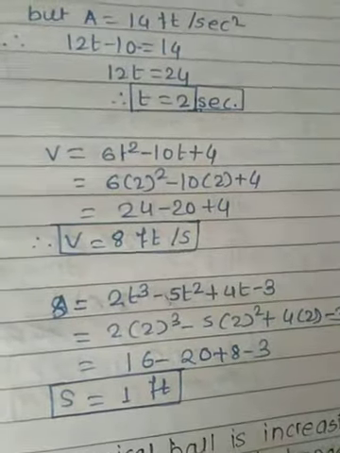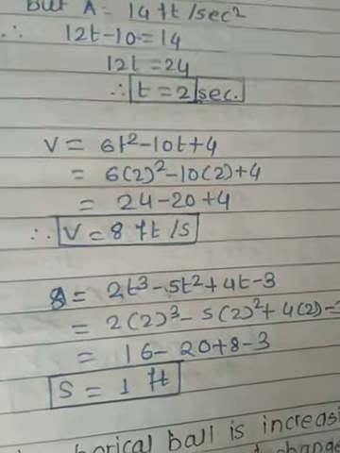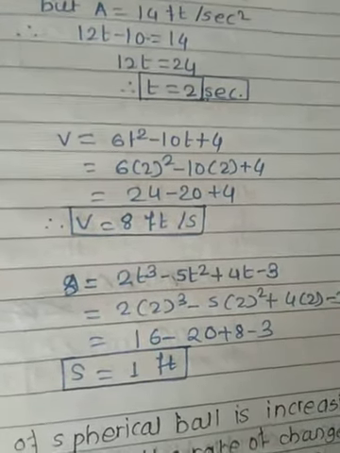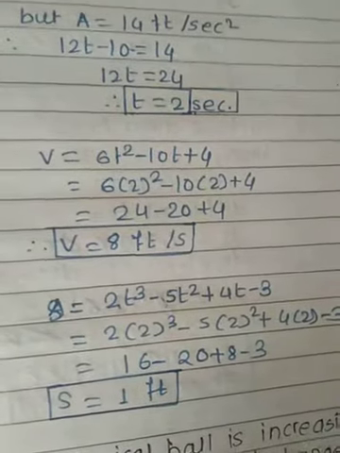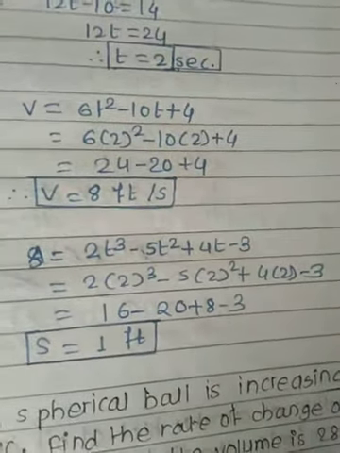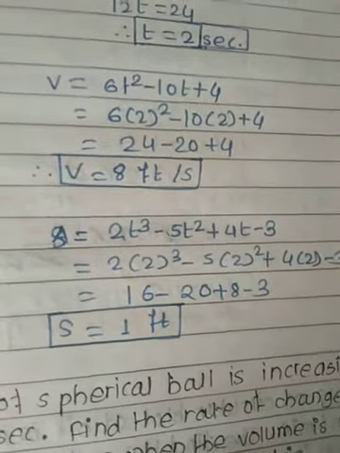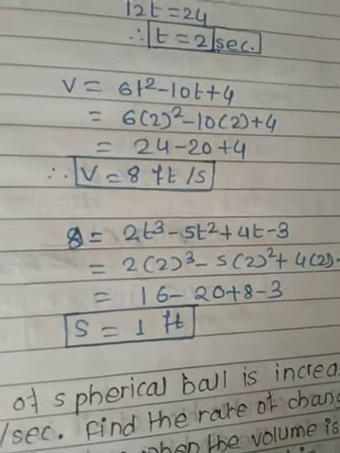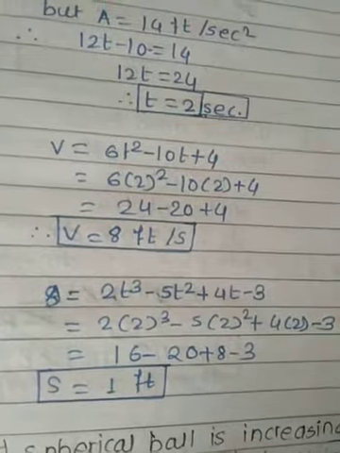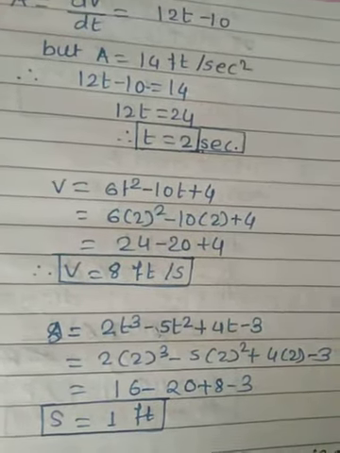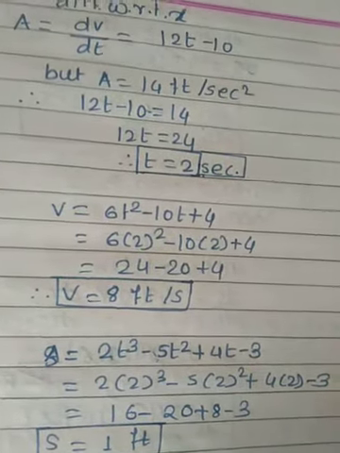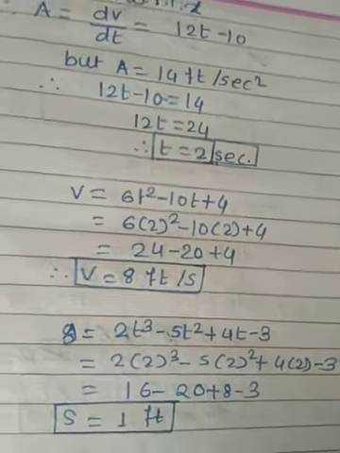And the velocity is equal to 6t square minus 10t plus 4, so 6 into 2 square, where 2 is the time in seconds, and we get the value of velocity. Substituting this value in s, we get s is equal to 1 feet. That is the displacement of the particle. In this way you have to find the corresponding rate, velocity, displacement and acceleration using the derivative.